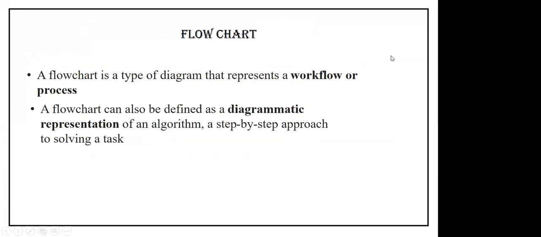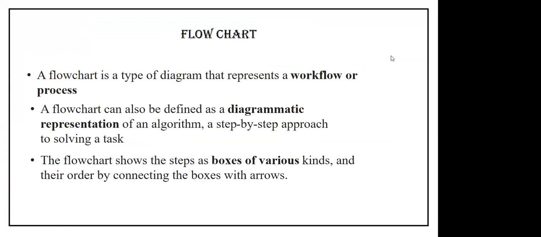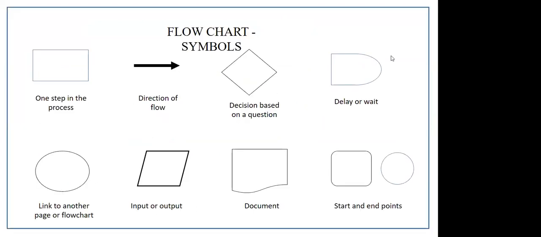A flowchart can also be defined as a diagrammatic representation of an algorithm. It is a step-by-step approach to solving a task. A flowchart shows the steps as boxes of various kinds and their order by connecting the boxes with arrows. These are the symbols used to draw a flowchart. These are the major symbols we are using to draw a flowchart.